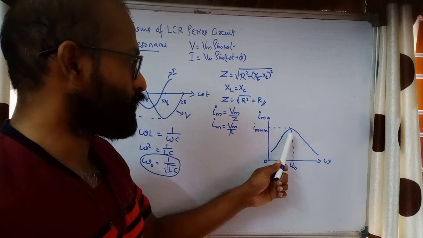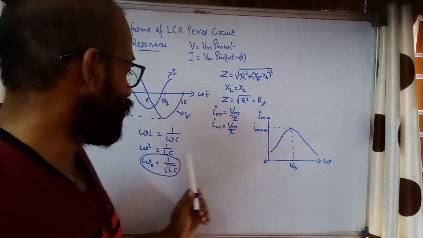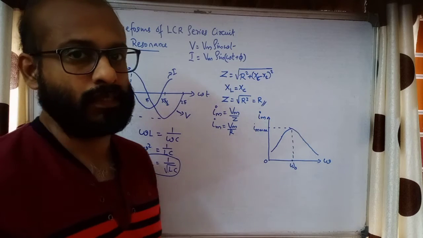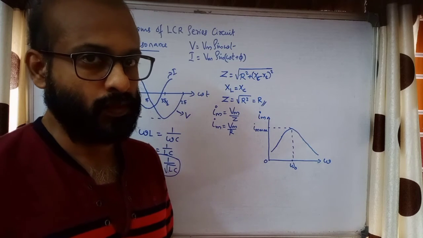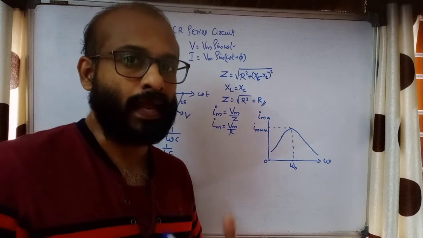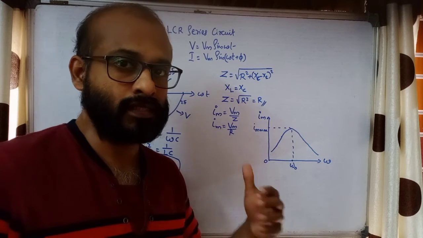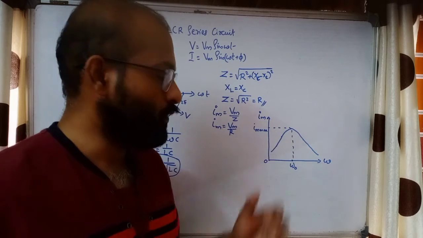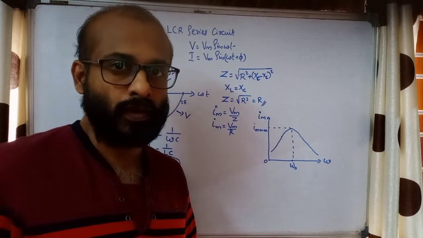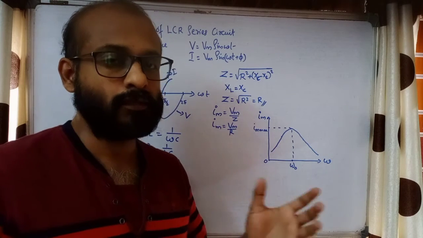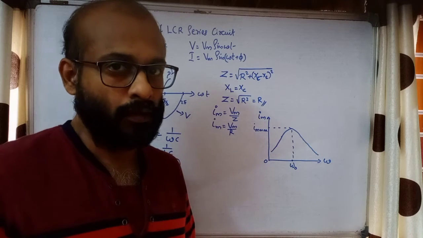At the resonant frequency, that is the natural frequency equal to 1 by root LC, the current amplitude is maximum. This condition is called resonance. Such circuits and the condition of resonance can be used practically in many electronic circuits, just like in tuning circuits in a radio, TV, etc. We can use a circuit to select a particular frequency. At that particular frequency, current amplitude will be maximum. So in this manner, we can use the circuit practically.